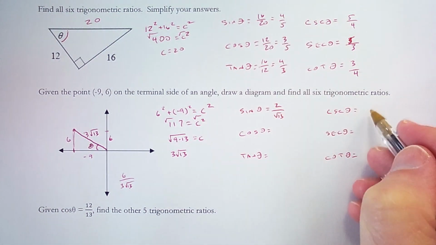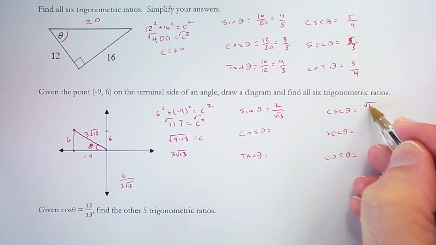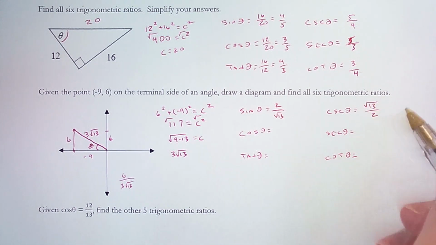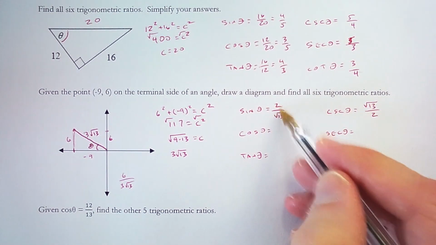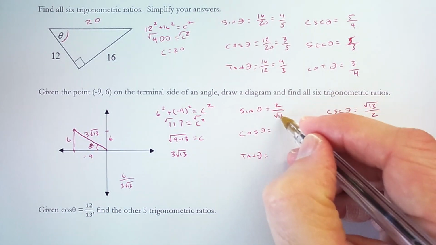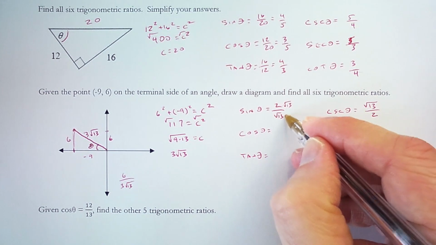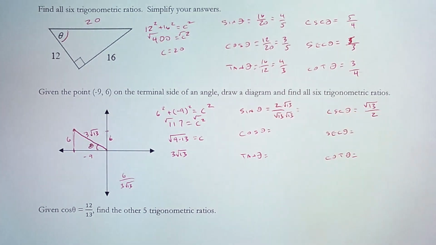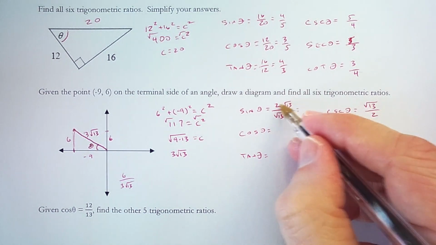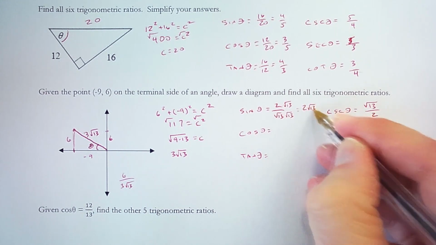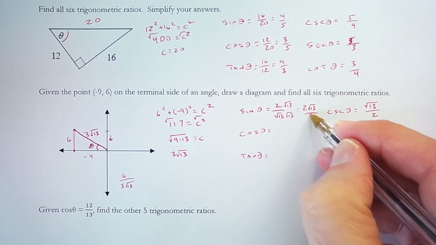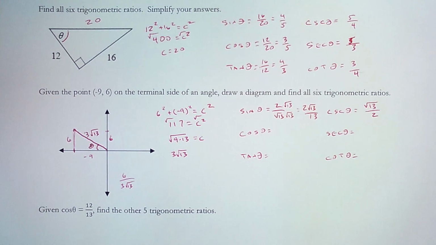Okay, now cosecant is just the reciprocal of that. That's the square root of 13 over 2. But I'm not really done with sine. I need to simplify this by getting rid of the irrational number in the denominator. So I'm going to multiply the numerator and the denominator both by the square root of 13. And I'm going to get 2 times the square root of 13 over 13.